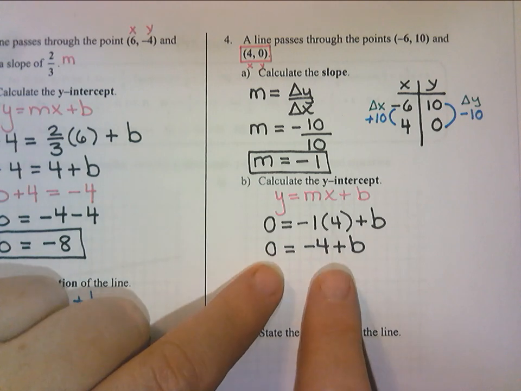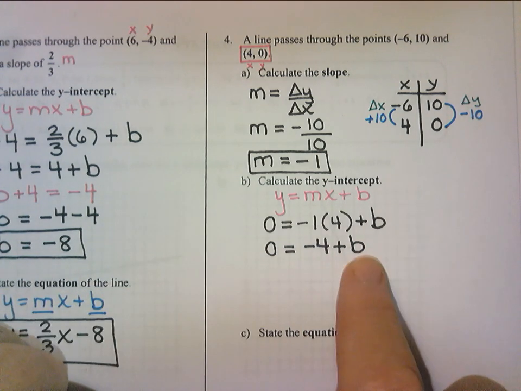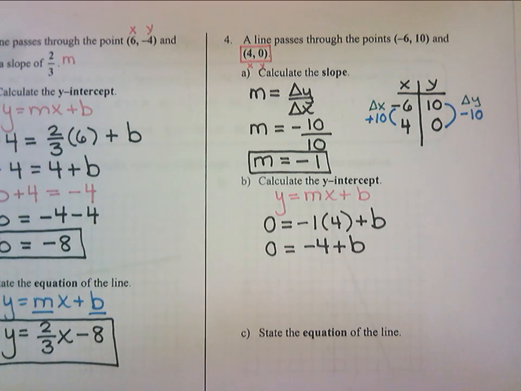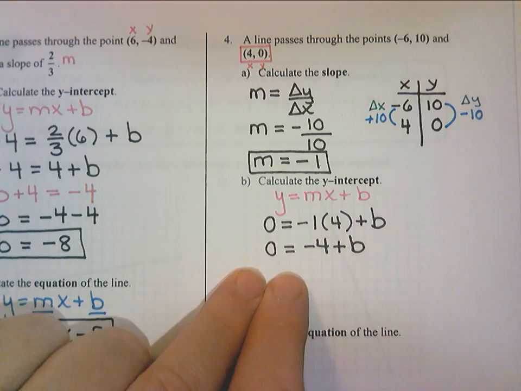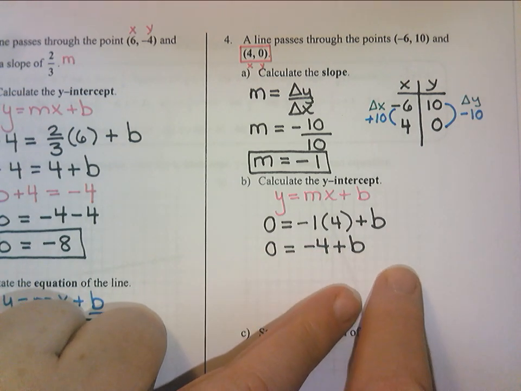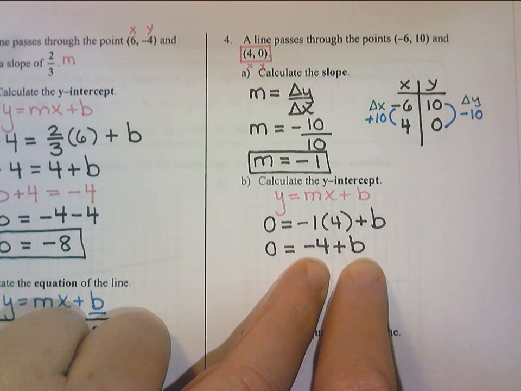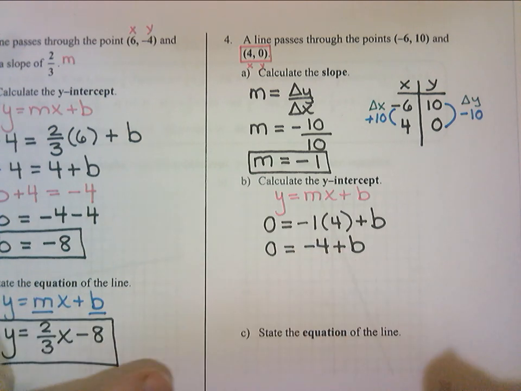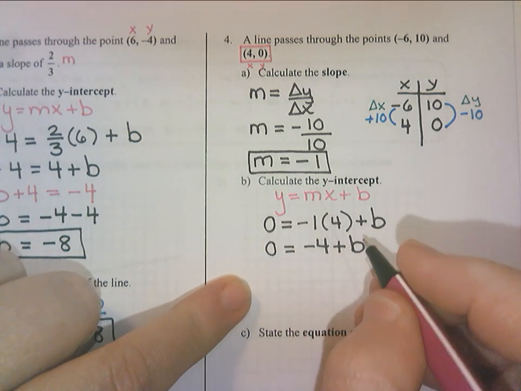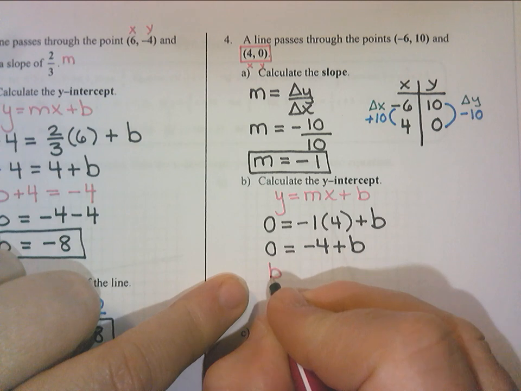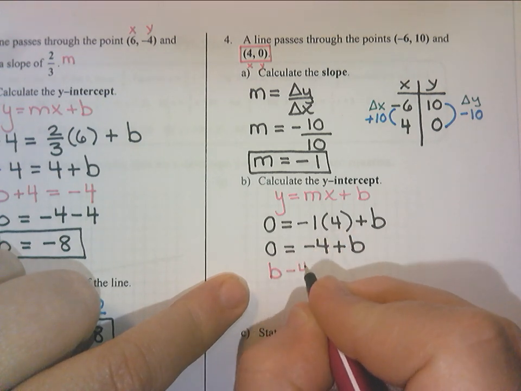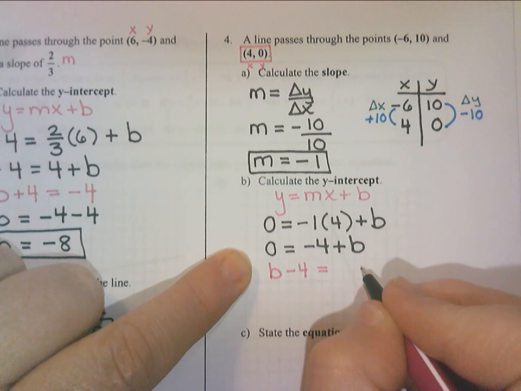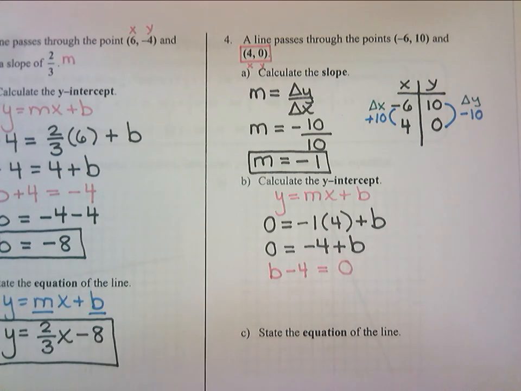If you do not like having the b on the left-hand side, you can trade the sides. So I'm going to put the -4 plus b on the left and the 0 on the right, but I'm going to trade the order on the b and the 4. So this b is positive, so it's b. And the 4 is negative, so it's -4. And then I'm putting the 0 on the other side of the equals, so that equals 0.